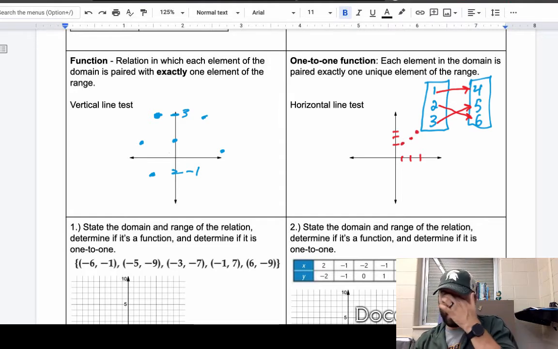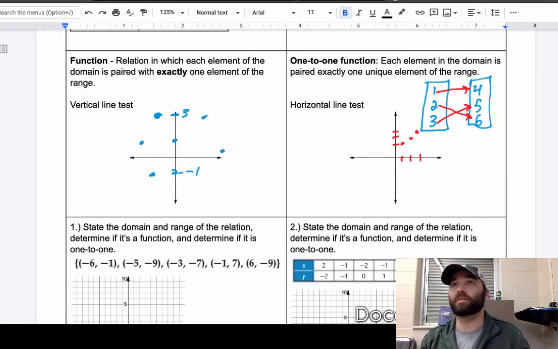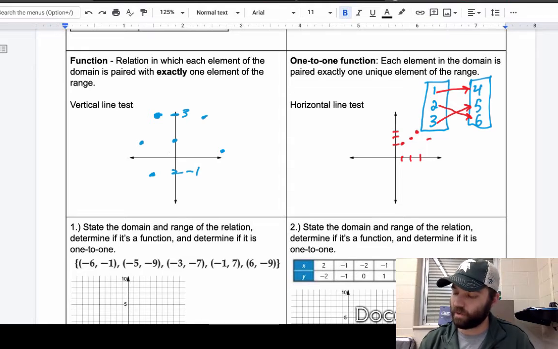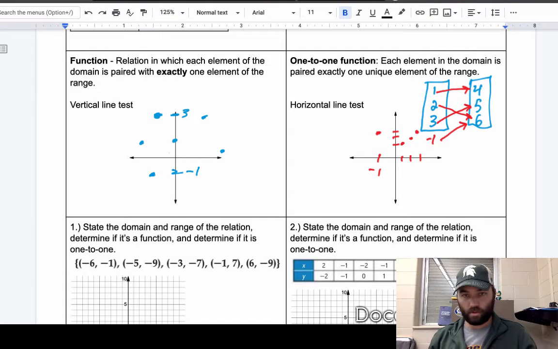All right, and we could break this, though, if we had one element in the domain pair with an element in the range that's already been paired. So suppose that I plugged in like -1 into the domain, and then I paired that with 6. Okay, so over here at -1, I have 6 as the y. Now I have 2 different x values going to 1 y value. Therefore, it's not a one-to-one function.